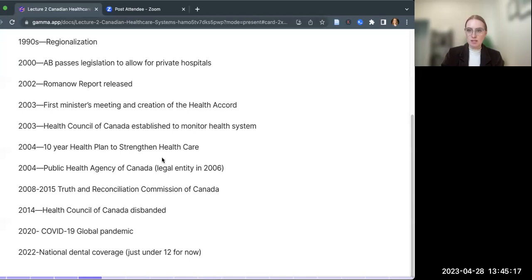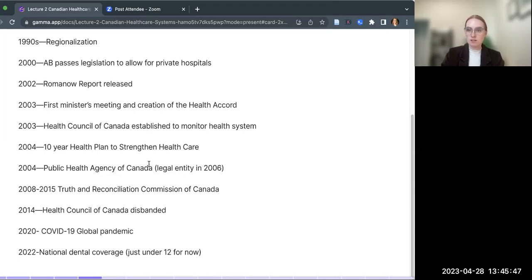And now coming into today, where we'll spend the rest of our time talking about universal healthcare, what it means to have universal healthcare, and where we're going from here: in 2022, we actually got national dental coverage for kids under the age of 12 for certain families with certain incomes, so with lower incomes. So we're going to talk about what it means to have universal health coverage, where we are now and where we're going.